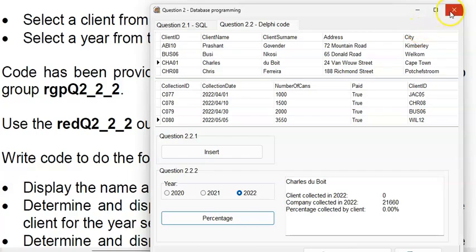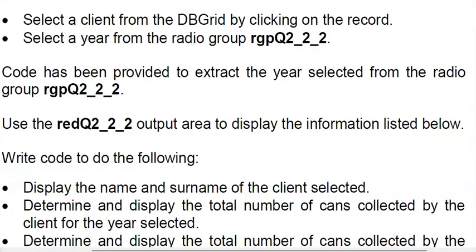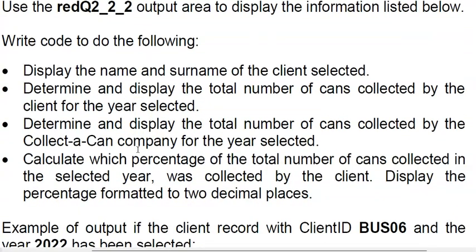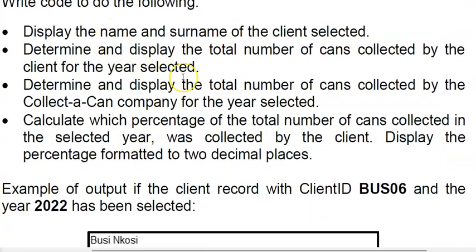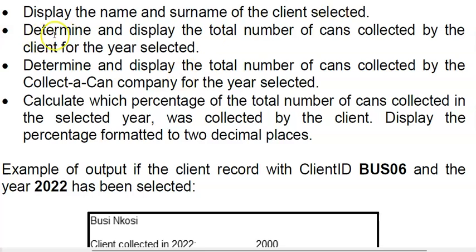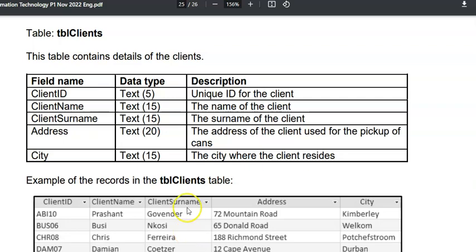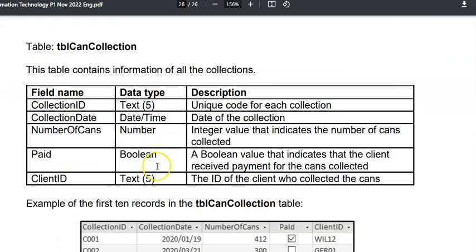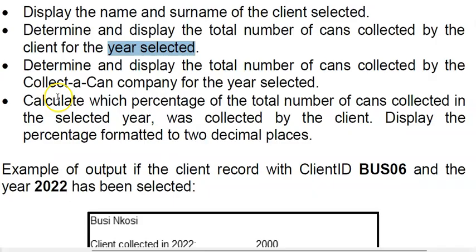to add the number of cans together. So let's go back to the question, and they say write code to do the following. You need to display the name and the surname of the client selected, determine and display the total number of cans collected by the client for that specific year selected. So you will remember, if you did the SQL question already, that we have collection date as a date time data type.